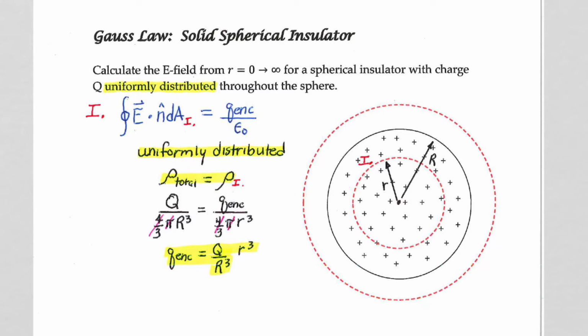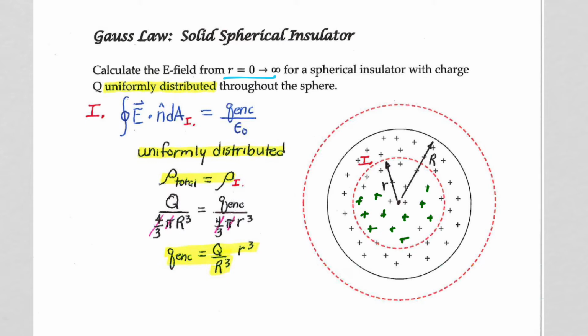Now we're going to look at the application of Gauss's law, again using spherical geometry to calculate the electric field from r equals 0 to infinity for a spherical insulator that has the positive charge uniformly distributed throughout. If they were negative and it was the electron cloud of an atom, we would do the same thing. So, uniformly distributed.